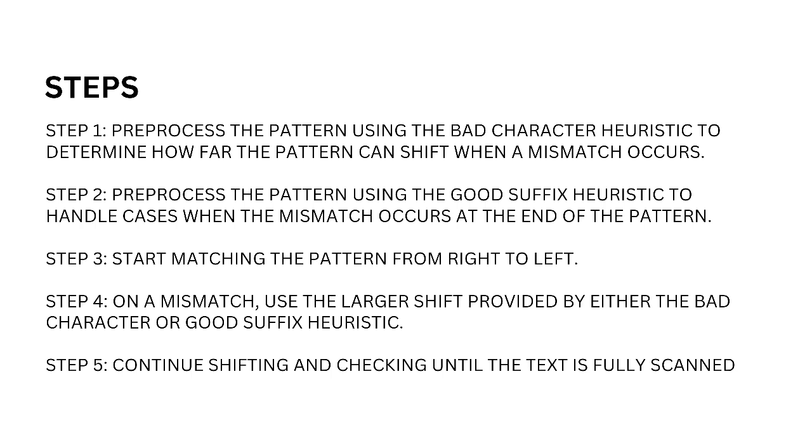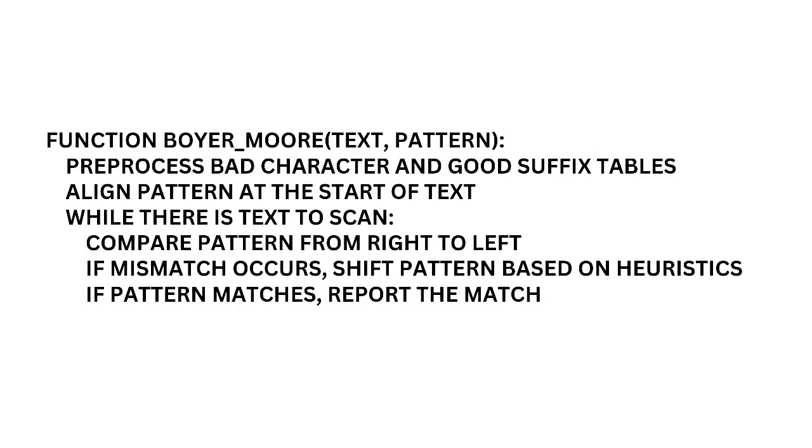Once we look at the pseudocode, we'll start coding. All right, so here we have our pseudocode. First, we'll create a function called Boyer-Moore with two arguments, text and pattern. Then we'll pre-process the bad character and good suffix tables, and align the pattern at the start of the text. While there is text to scan, compare the pattern from right to left. If a mismatch occurs, shift the pattern based on the heuristic. If the pattern matches, report the match. That sounds pretty simple, so let's do it in code.